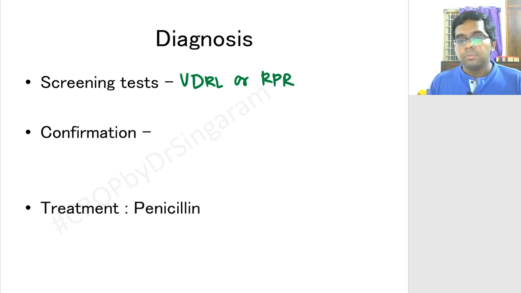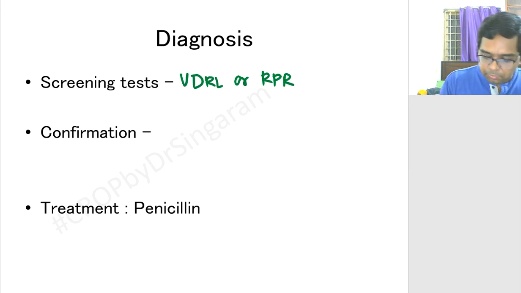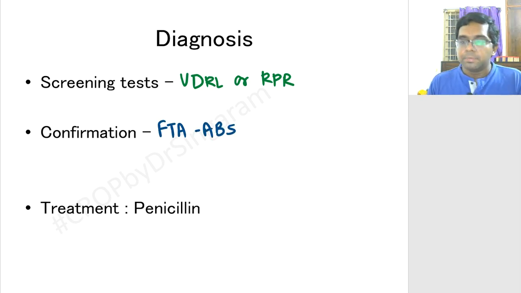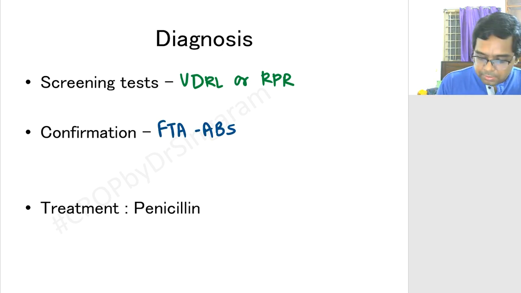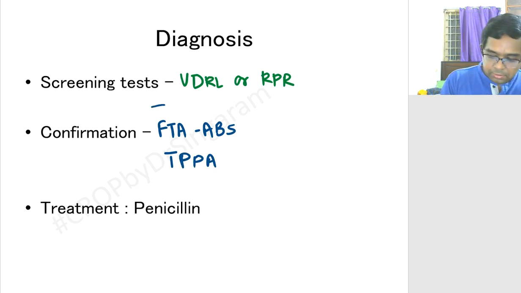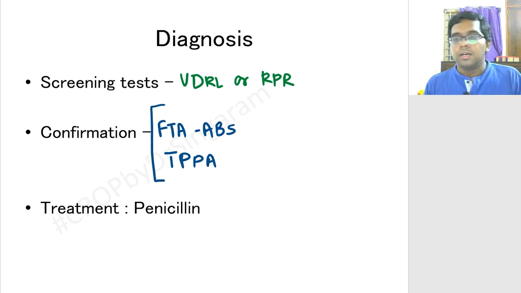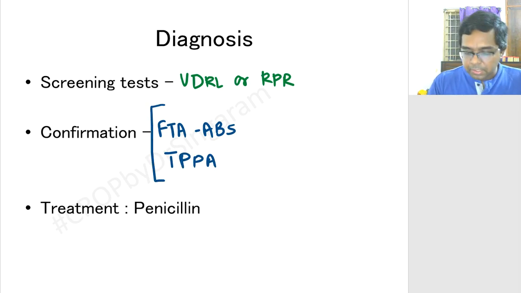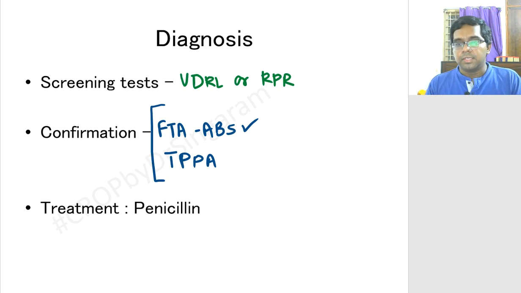Now, if you talk about confirmation tests, you need to remember some important tests. One of the most important tests is FTA-ABS. What is it? Fluorescent treponemal antibody absorption test. Second is TPPA. What is this? Treponema pallidum particle agglutination test. So these are some of the confirmation tests for diagnosis of neonatal syphilis, and the usually done confirmatory test is FTA-ABS, which you need to know for your exams.